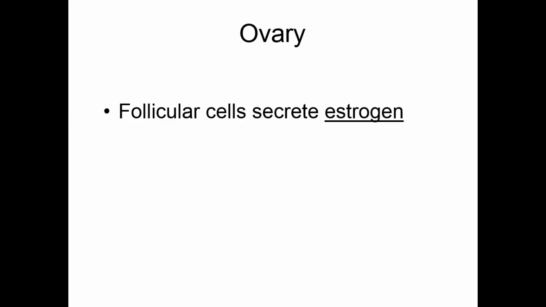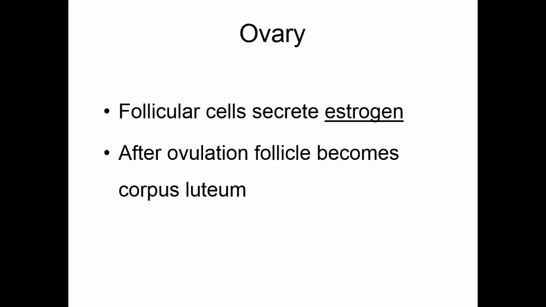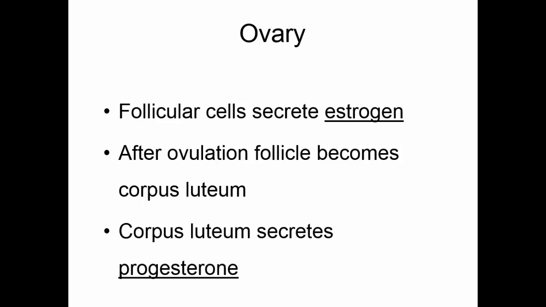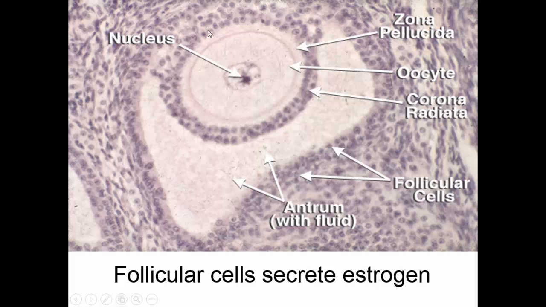The ovary has follicular cells that secrete estrogen, and after ovulation, the follicle becomes a corpus luteum. The corpus luteum then secretes progesterone. So in this cross-section of the ovary, we see a developing egg. This is the follicle, and these follicular cells are the cells that are secreting estrogen.